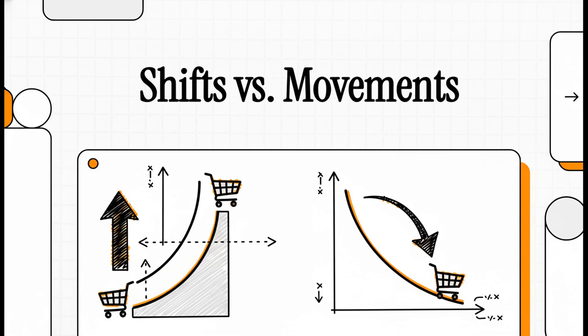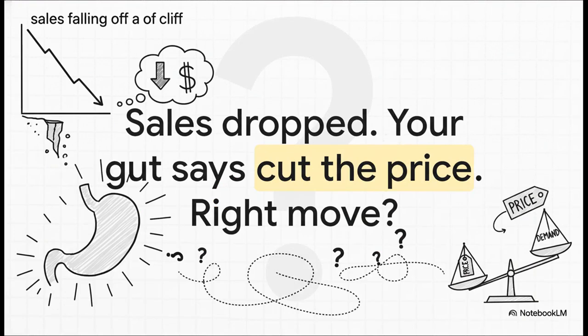And trust me, understanding this isn't just some dry economic theory. It is probably one of the most powerful diagnostic tools you can have. So picture this. You're staring at the weekly report, and the sales numbers have just fallen off a cliff. Your gut, your instinct, is screaming at you. Slash the prices. Get people back in the door. It feels like the obvious, intuitive thing to do, doesn't it? But is it the right move?